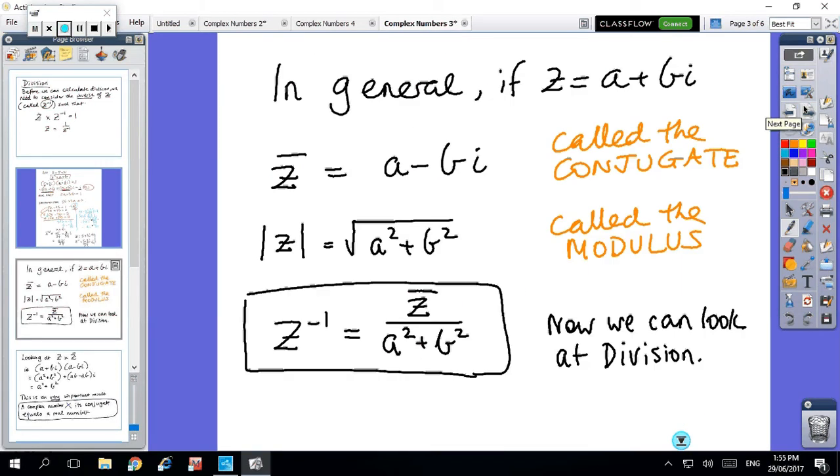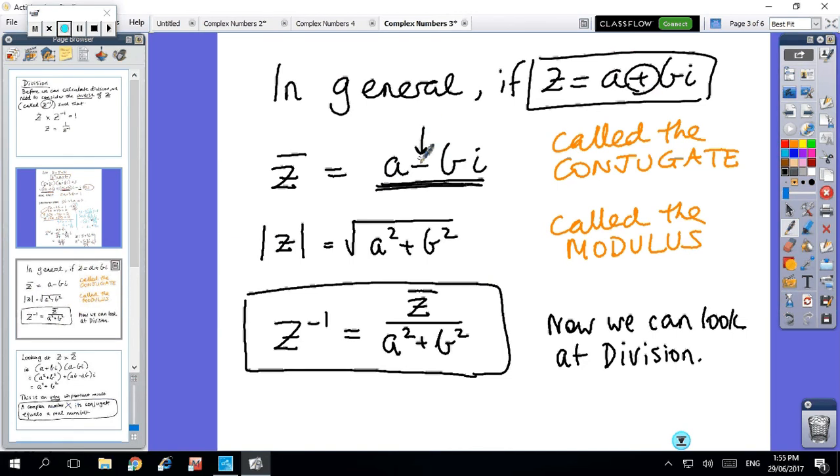Okay, so in general, there's a few things we need to look at. So there's my first complex number. Now, I'm going to define the same complex number with the opposite sign. So if I've got a plus here, I'm going to put a minus here. And how you denote it is you put a line above z. And this is really important. That's called the conjugate. So if you just change the sign, that's called the conjugate.